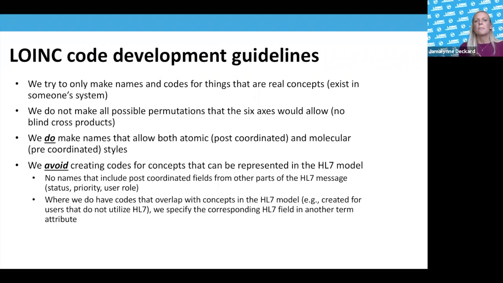We try to only make names and codes for things that are real concepts. So we don't try to make all possible permutations, but the codes are based on real results that are being reported. We make both post-coordinated as well as pre-coordinated types of codes. So if somebody reports the method elsewhere, for instance, and it's not a key part of the clinical result, they may use a methodless code, and then use another code for reporting the method. We also have the same with the system. Depending on the use case, they may map to a general LOINC code that doesn't specify the system, and then they use another LOINC code or the structured message to send the information about the system. So there are different ways of reporting results, and we support those different ways. And then we try to avoid creating codes for concepts that can be represented in the syntax model, in the structured model, like HL7.